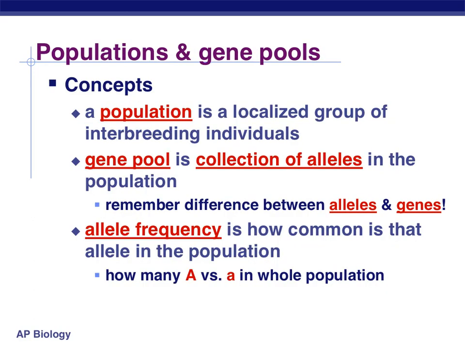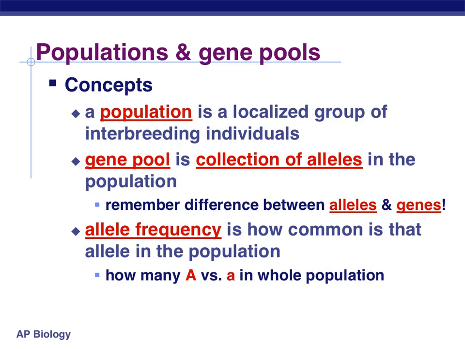So you already know that a population is a group of the same species who live in the same environment and are capable of mating with each other. So it's a localized group of interbreeding individuals. The gene pool is the collection of all the different alleles in a population. Now don't forget there is a difference between genes and alleles. Gene is a section of DNA that codes for something, and allele is the version of the gene you get.